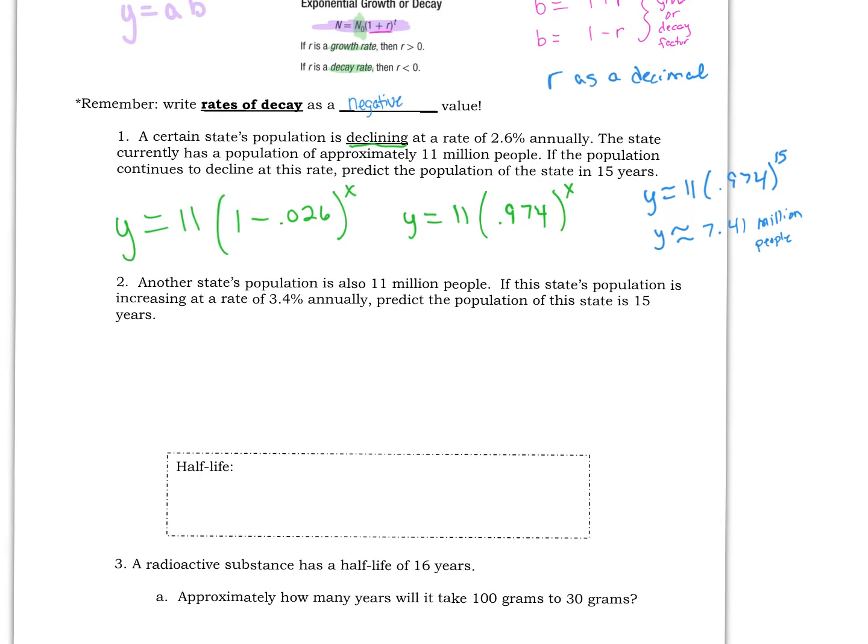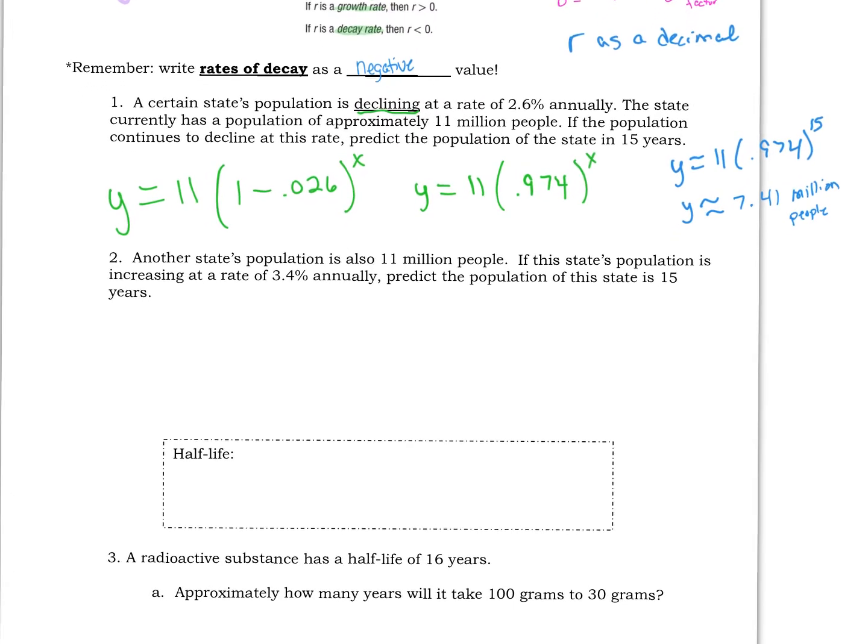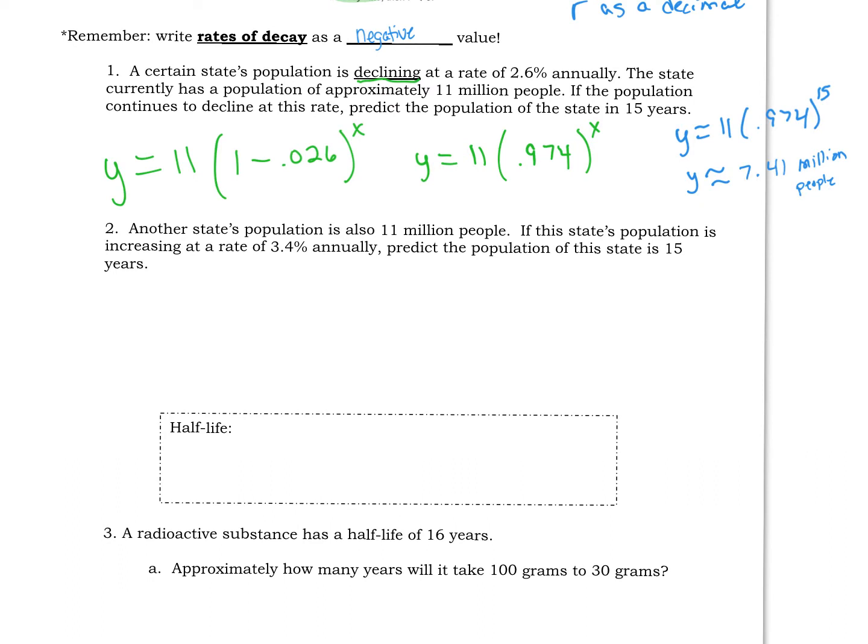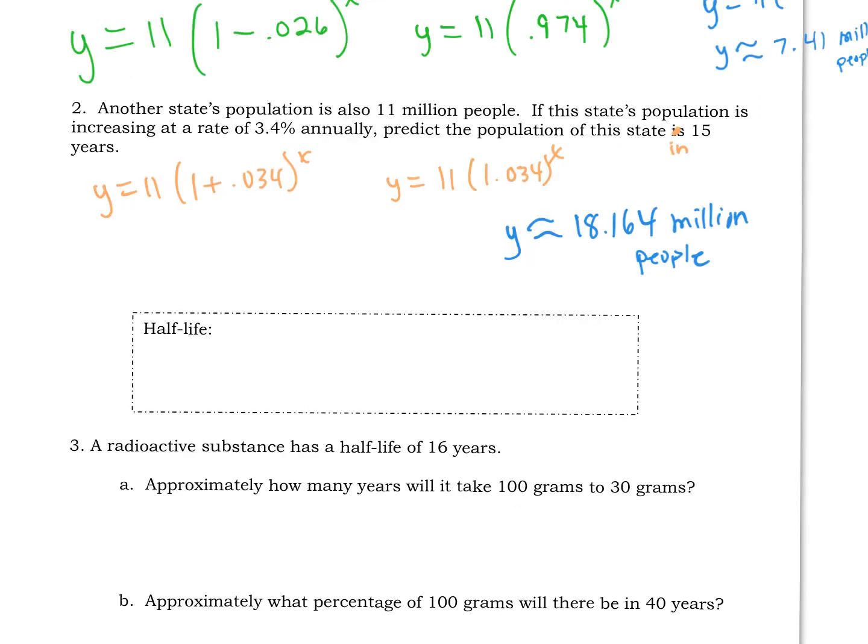All right, onward. Another state's population is also 11 million people. If this state's population is increasing at a rate of 3.4% annually, predict the population of this state, there's a typo there, in 15 years. So try that one for yourselves. We'll go over it in a minute. Don't peek until you've finished. Check here. You should have gotten about 18.164.